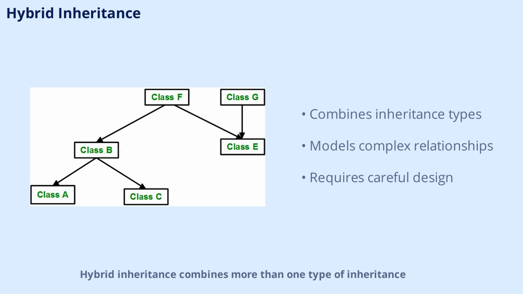Hybrid inheritance combines more than one type of inheritance, such as hierarchical and multiple inheritance. This allows you to model complex relationships where a class might inherit from multiple sources and also serve as a base for other classes. Hybrid inheritance is powerful but can introduce complexity, so it's important to design your class hierarchies carefully.